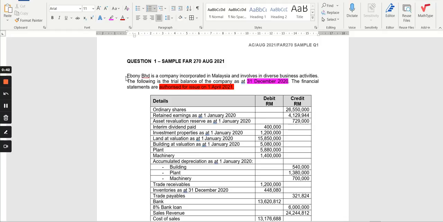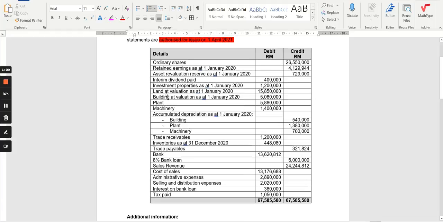And you have the information here. Ebony is a company incorporated in Malaysia. So we have the information that this is a Malaysian company. The following is the trial balance as at 31st of December 2020. So that is the reporting date, and the financial statements are authorized for issue on 1st of April 2021, and this is the authorization date. So take note of that information, and you have the details here.